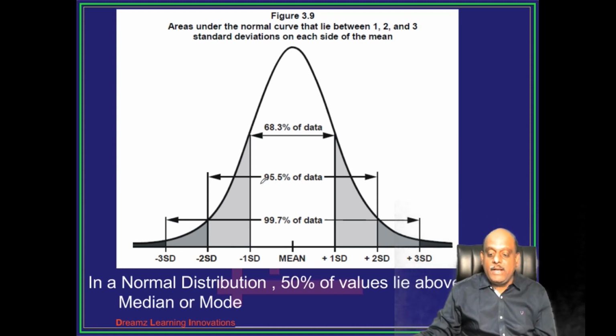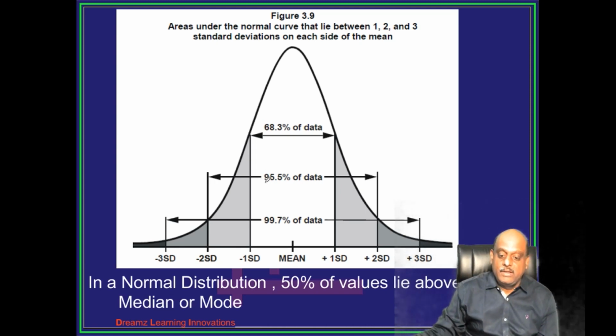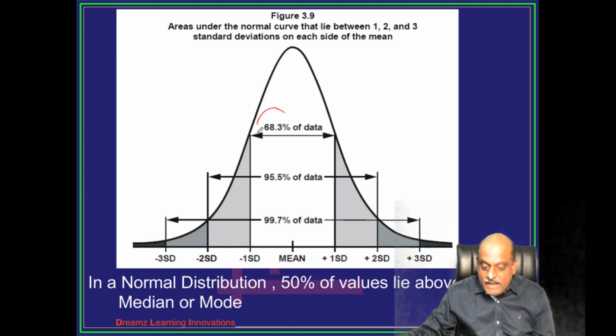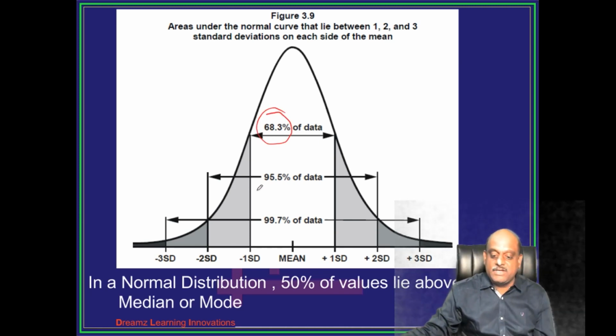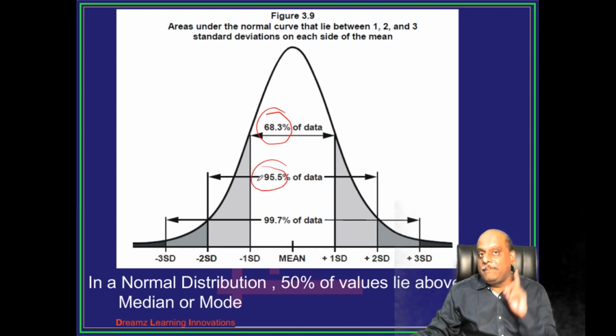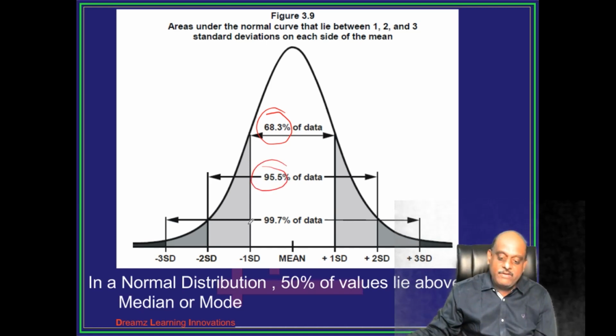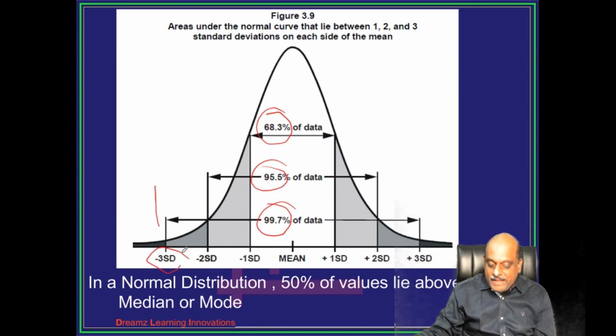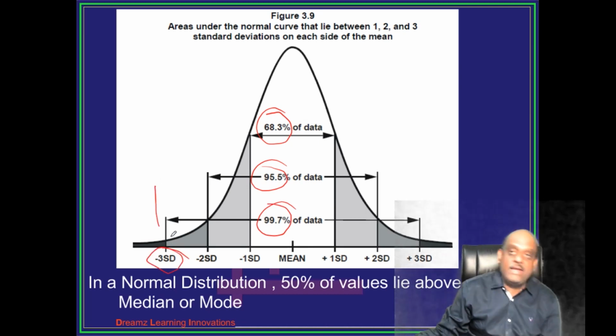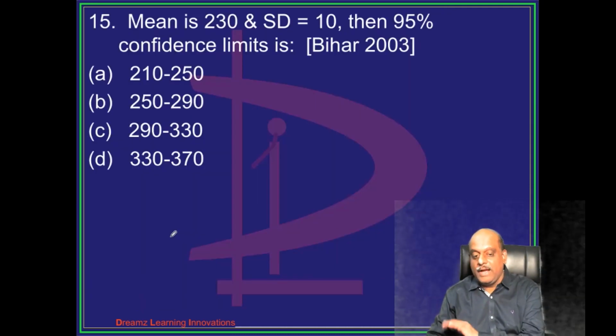One more thing, in a normal distribution, typically 68.3% data will be there within one standard deviation, 95.5% of data will be there in two standard deviations, 99.7% of population will be there in three standard deviations. That is what you should understand.